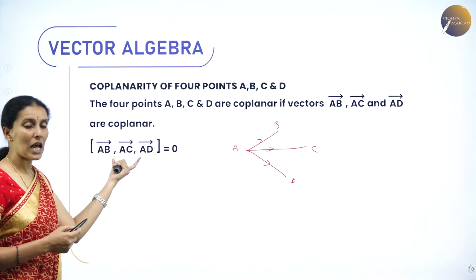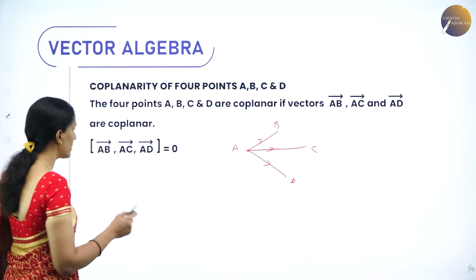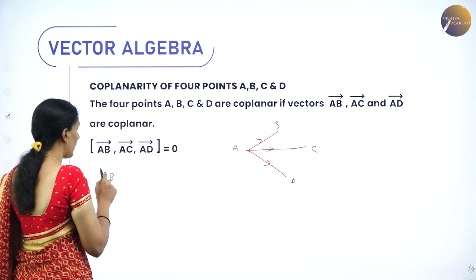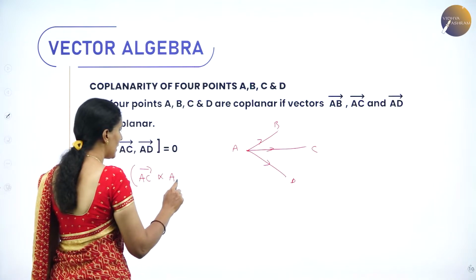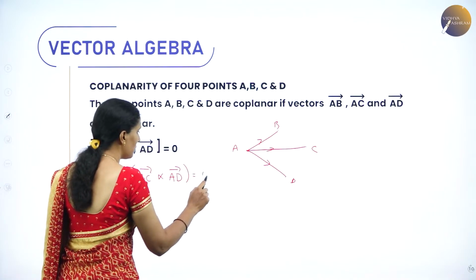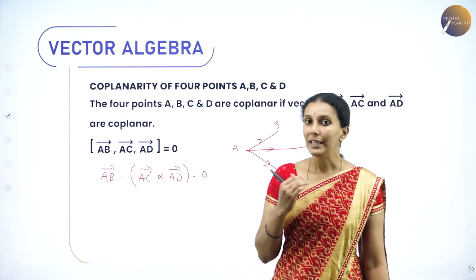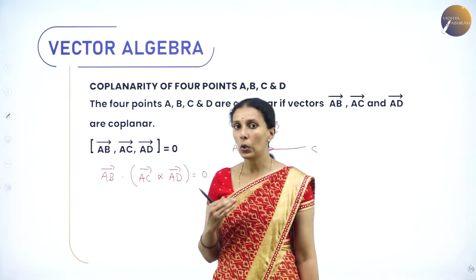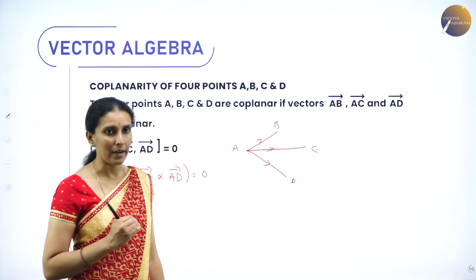Again, if their scalar triple product is 0, that is [AB, AC, AD] is equal to 0, or I can write vector AB dot vector AC cross AD is equal to 0. If the determinant value of these 4 points is 0, then we can say they are coplanar. The points lie on the same plane.